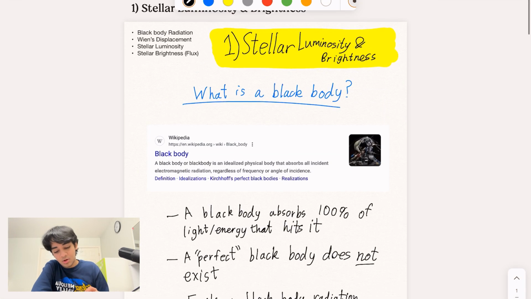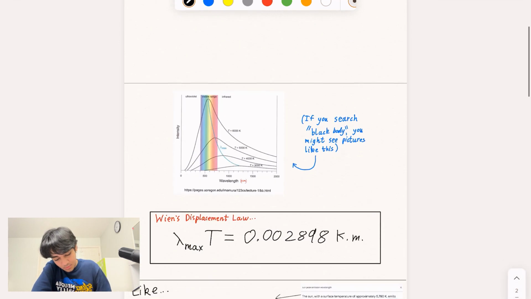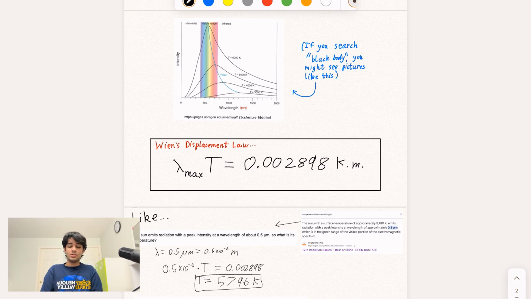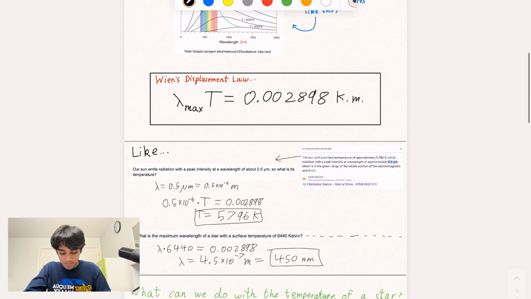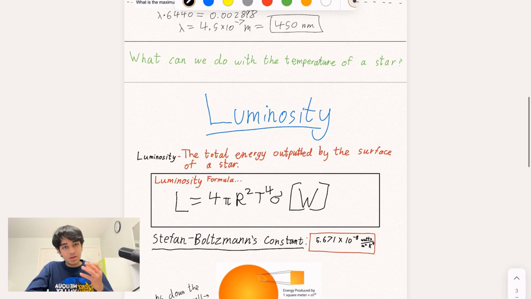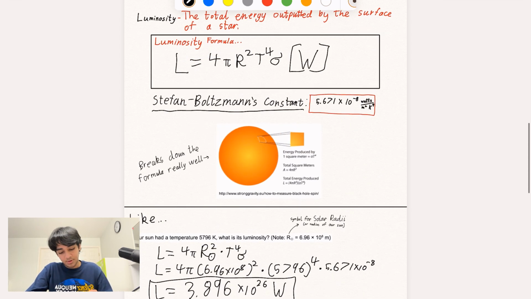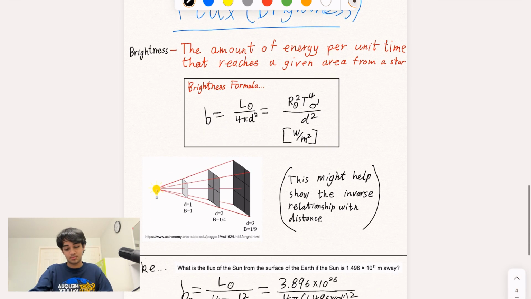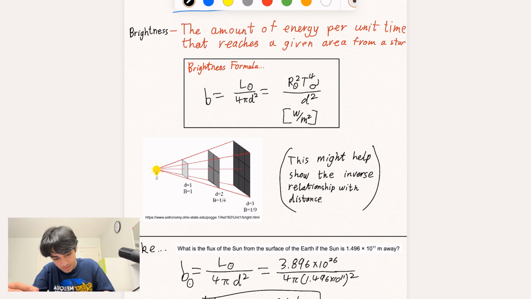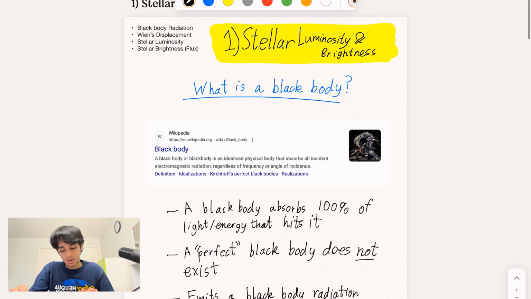So today we talked about what is a black body and what this definition really means. We talked about Wien's displacement, how you can relate the maximum intensity to the temperature of a star. We talked about the luminosity of a star, which is the total energy outputted in watts. We defined the Stefan-Boltzmann constant. We talked about flux, which is not at the star, but from the observer, and it depends on how far the observer is from the star. And we went over example problems for all of these topics.